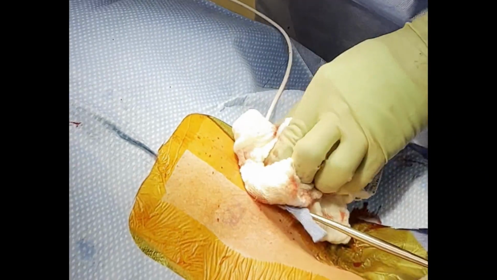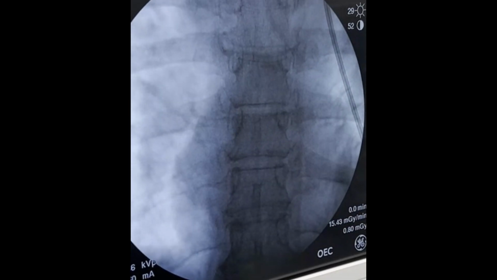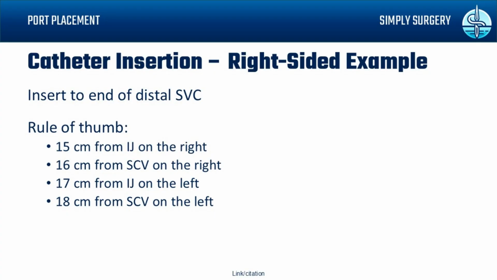Using fluoroscopy again, confirm proper placement of the catheter. And then how far are you inserting the catheter in? So the idea is to have it just at the distal end of the superior vena cava.